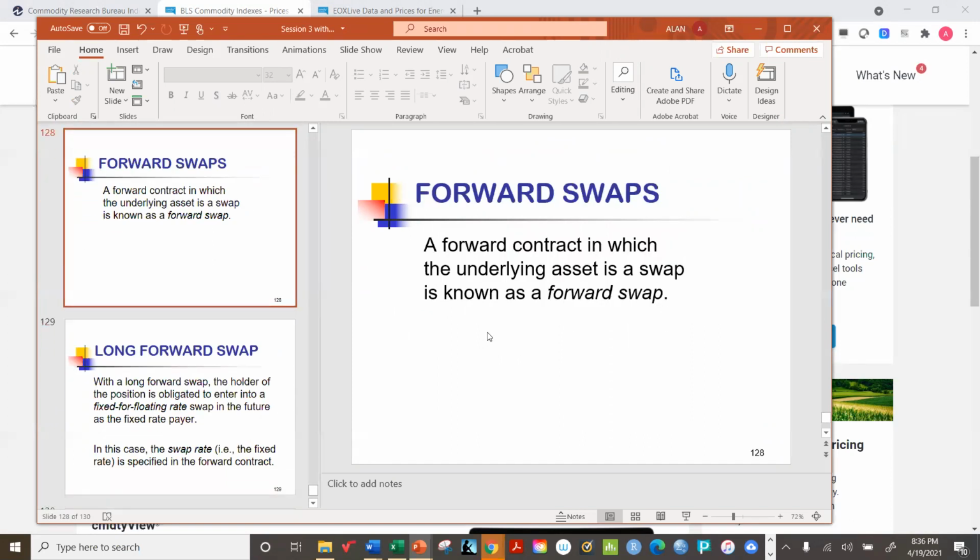A forward swap is a forward contract on a swap. It means you have an obligation to enter into a swap where the terms and conditions are determined in advance, including the maturity of the swap, the asset underlying it, and the time at which it would start.